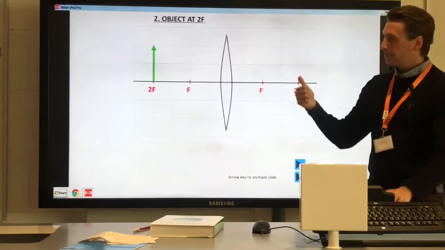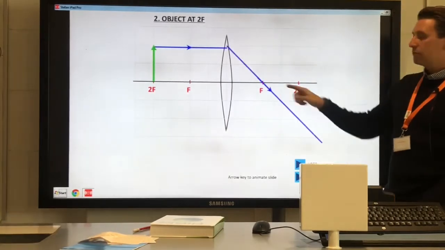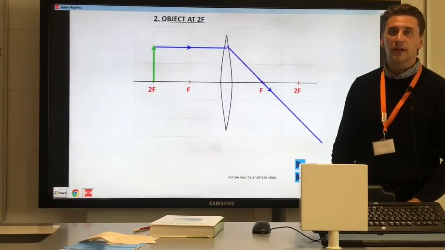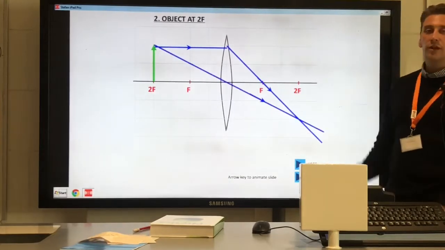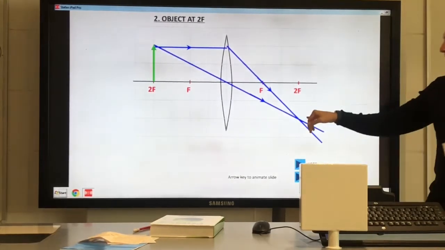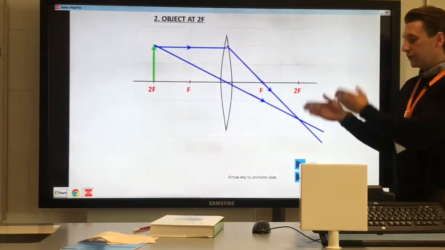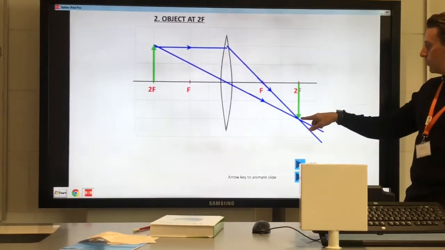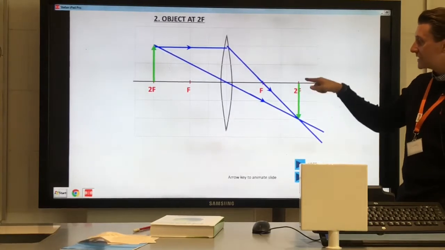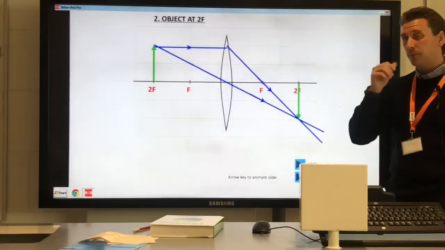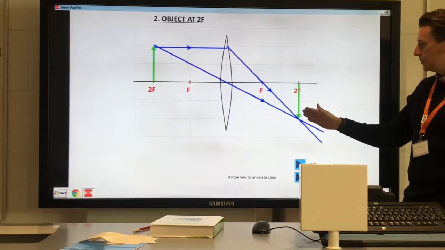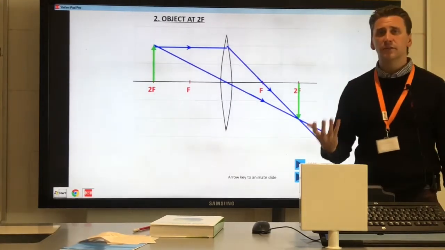Ray number 1, parallel to axis, refract through f. Okay? Ray number 2, straight through the center of the lens. Do they cross at a single point? Yes. Do they cross on the other side? Let's draw the image in at the point where they cross. It so happens that it's actually at 2f, which is our 4th point. So this is the image formed. Let's discuss the image formed.